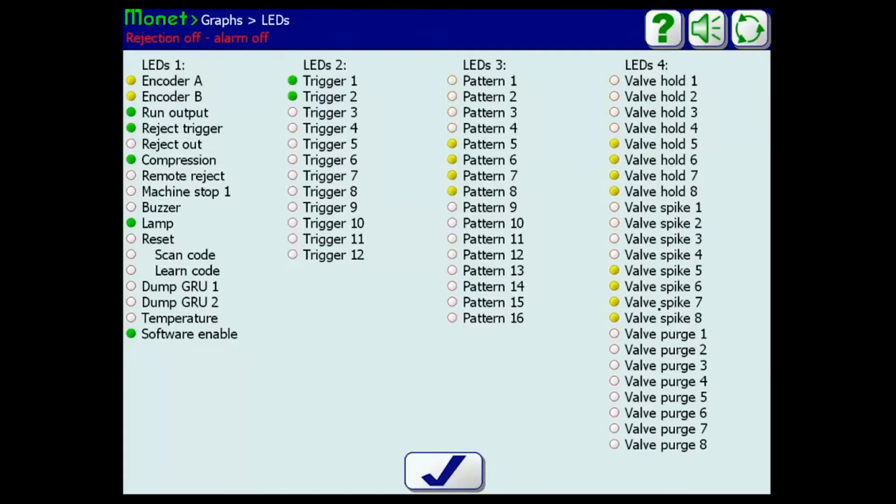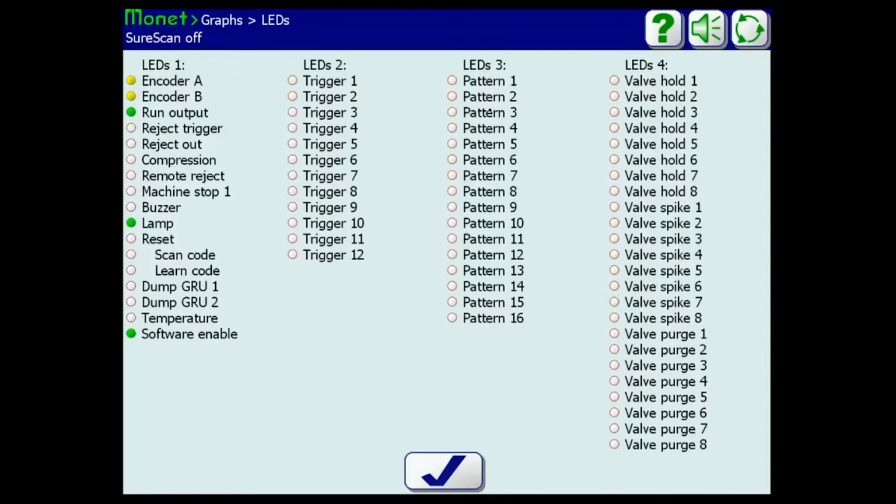So we have a few different colors for the LED indicator. White means there's no output or input. Yellow means pulsing. So with the machine running, kind of like what you're seeing here with the simulation, you're seeing a lot of yellow LEDs, which would be normal because all of these inputs and outputs are pulsing on and off with the product running through the machine.